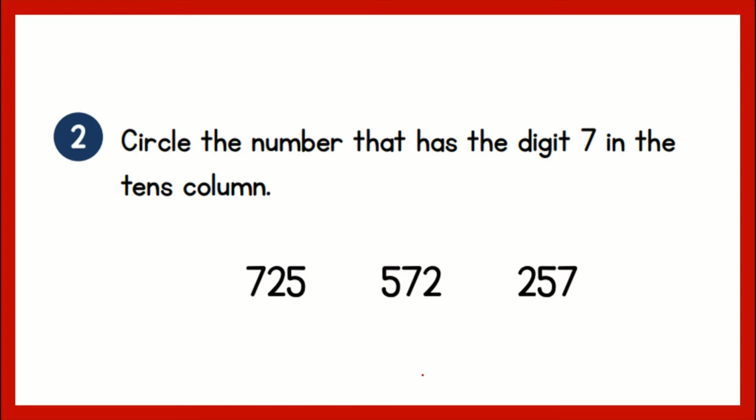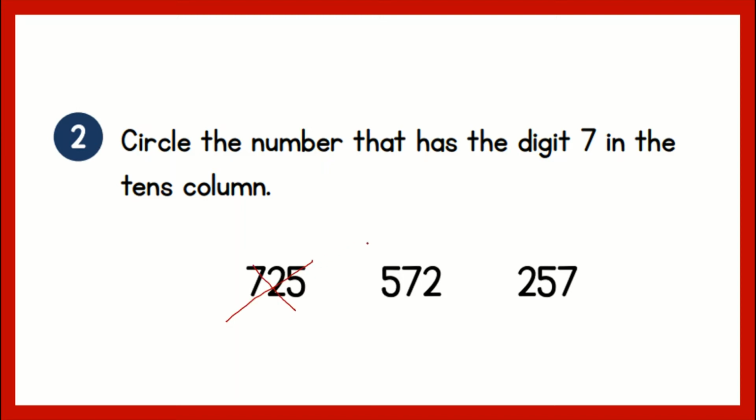Question 2. Circle the number that has the digit 7 in the tens column. So this would be the ones column, this would be the tens column, and this would be the hundreds column. So the middle column, in this case, would be the tens column. So if we look at the middle column of this one, it's a number 2, but we're looking for the number 7, so this is not the number that we're looking for.